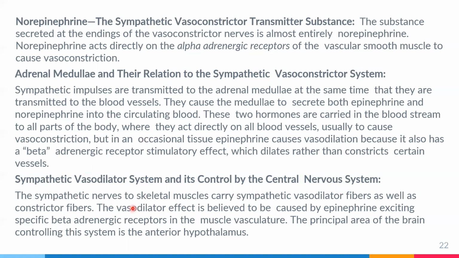The sympathetic nerves to skeletal muscles carry sympathetic vasodilator fibers as well as constrictor fibers. The vasodilator effect is believed to be caused by epinephrine exciting specific beta adrenergic receptors in the muscle vasculature. The principal area of the brain controlling this system is the anterior hypothalamus.